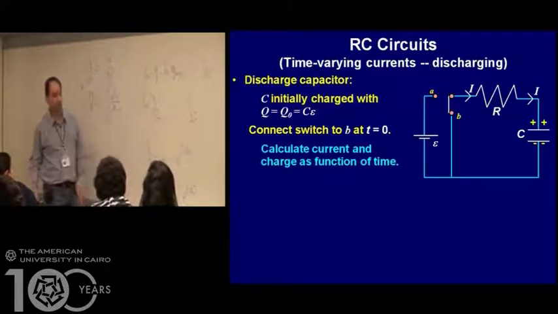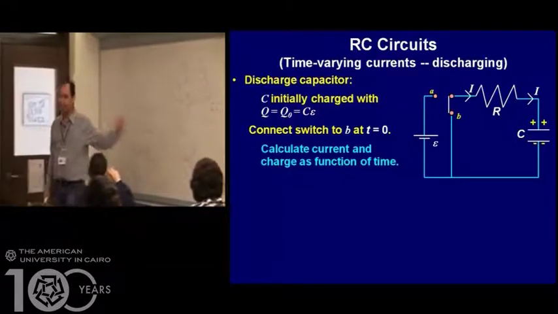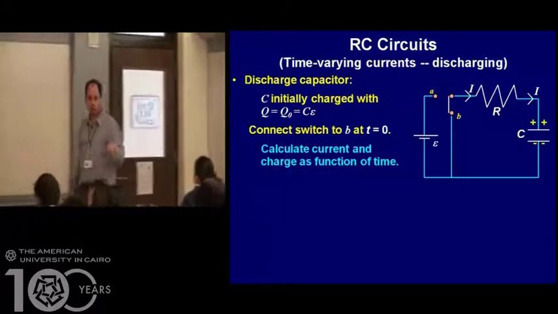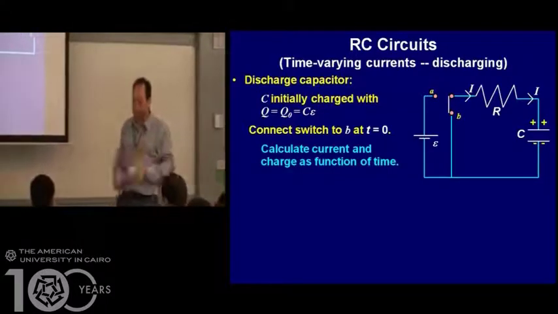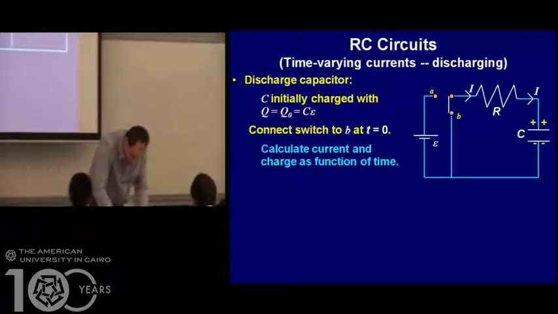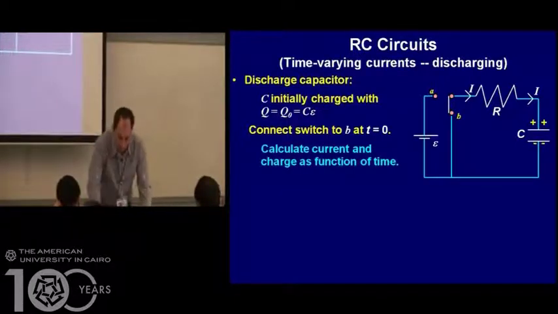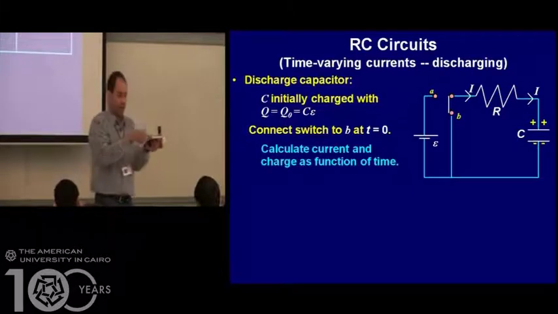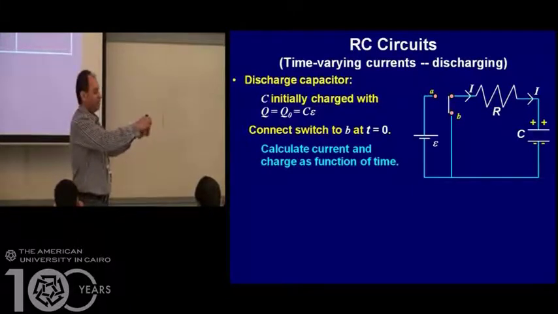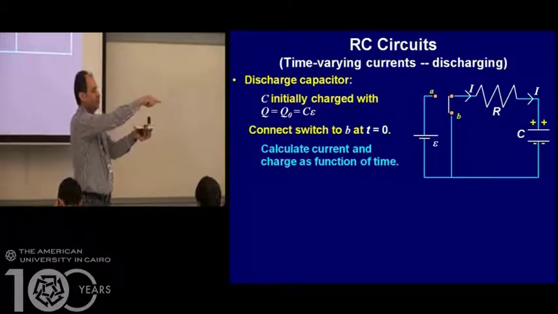This equation describes the charge on the capacitor at any time t when we are discharging it. So we charge it for a long time, then we disconnect the battery, and we observe what happens. It has to follow that equation.